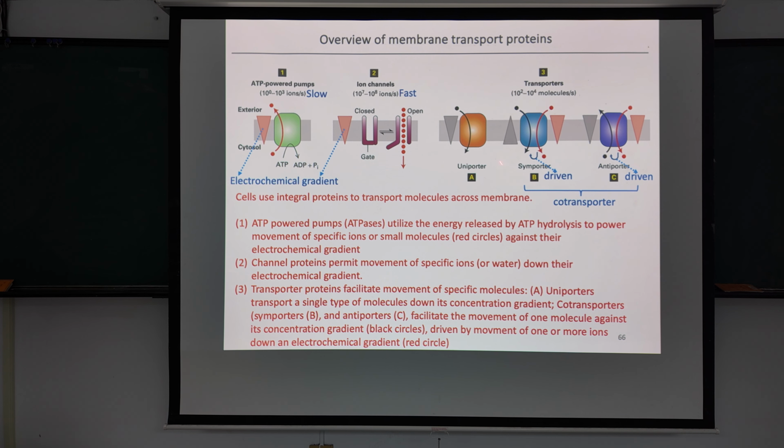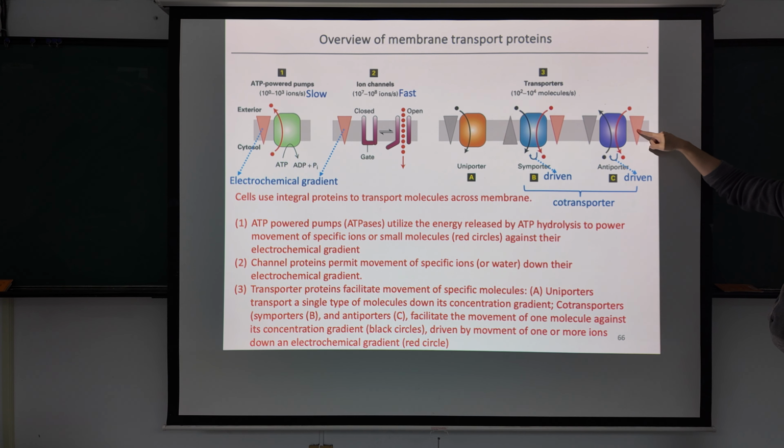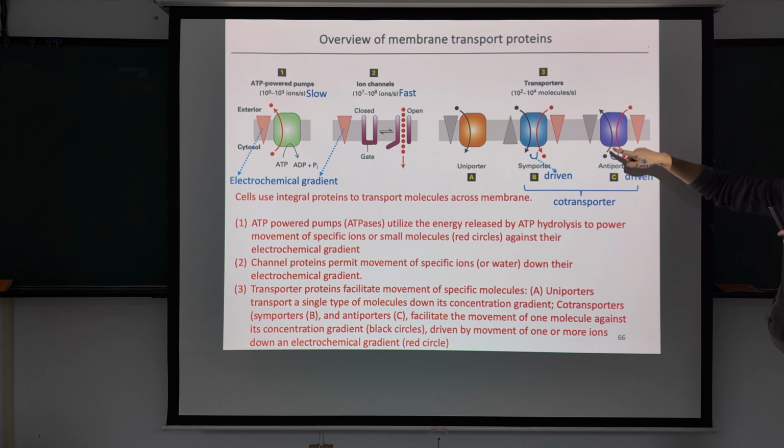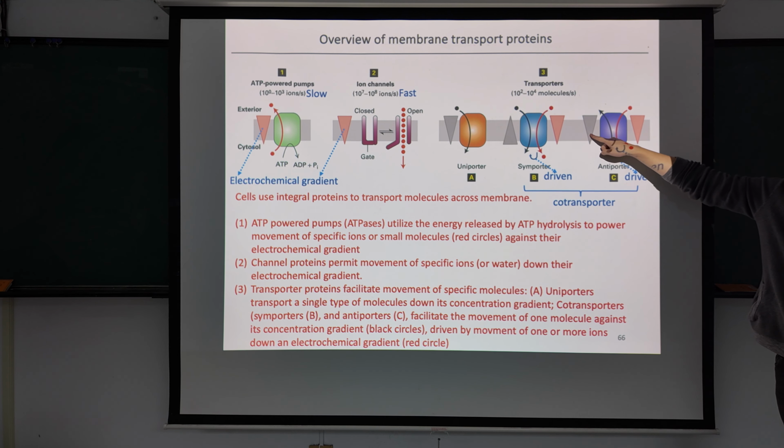Okay, so for the symporter, what kind of energy source is it? It will transport the red molecule, following its electrochemical gradient, and use this as an energy source to transport the black molecule against its electrochemical gradient. Okay, I will let you know the detailed mechanism later, but you just need to know the definition. Okay, the antiporter also uses energy in the same way. It will transport the red molecule following its electrochemical gradient, and use this as the energy to transport the black molecule against its electrochemical gradient.